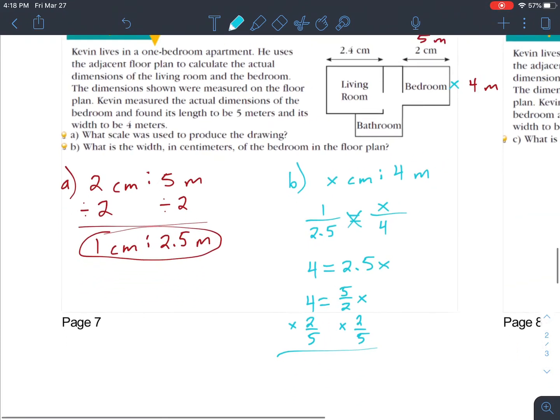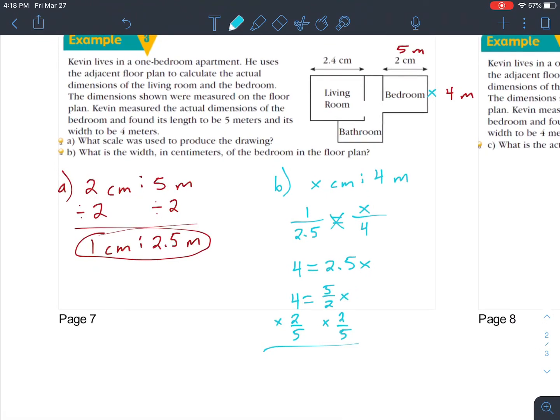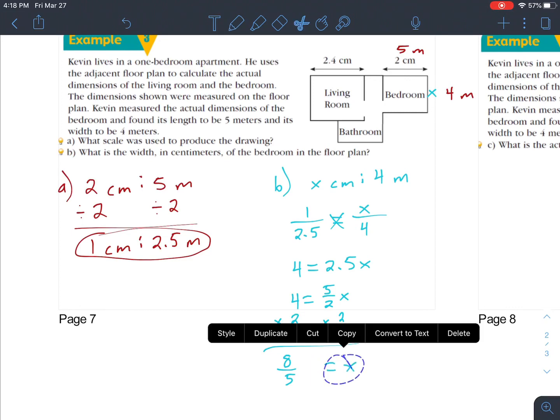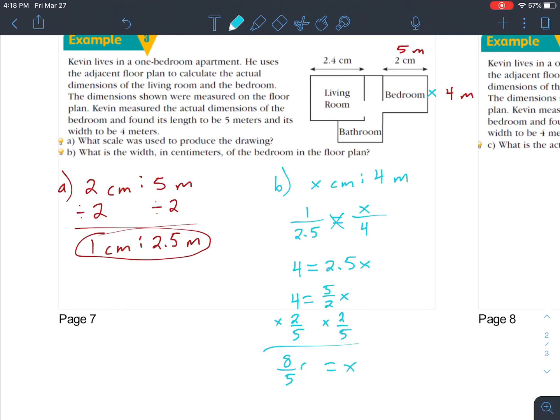Then simplifying over on that left side, that is going to get us 4 times 2 is 8. We're going to divide it by 5. And that is going to be equal to x. And so our units, if we include that, would be 8 over 5 centimeters. If you want, you can also figure that out as a decimal, and that is going to be 1.6 centimeters.